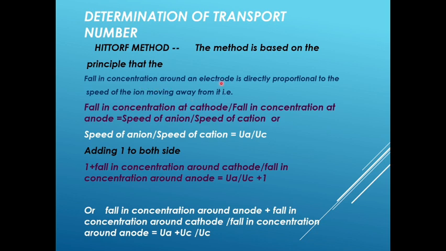Suppose two chambers are there, anode chamber and cathode chamber. We all know anions move towards the anode and cations move towards the cathode. And after electrolysis, when the movement of ions takes place, at that time fall in concentration around any electrode is directly proportional to the speed of the ion moving away from it.